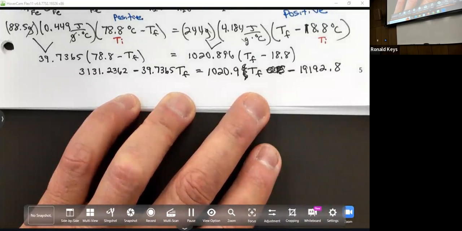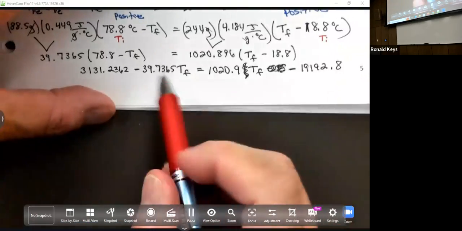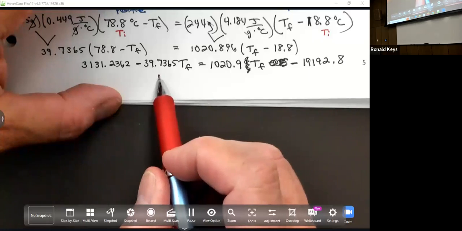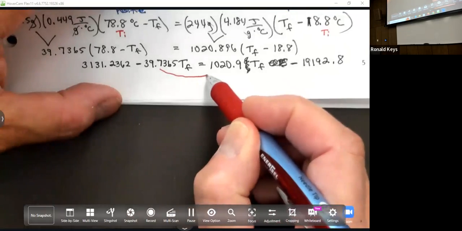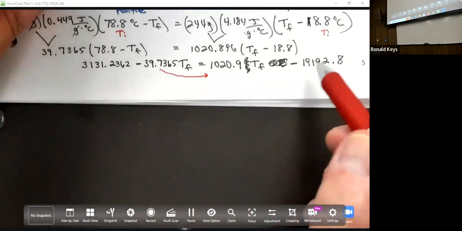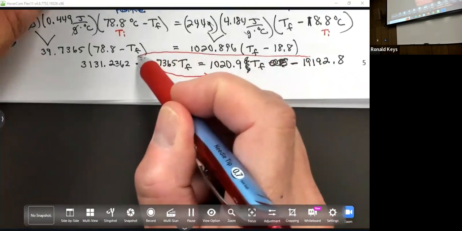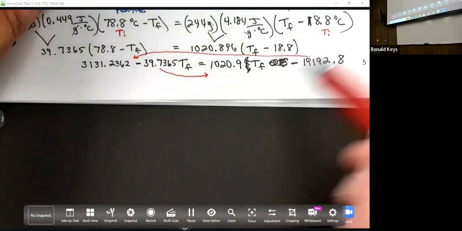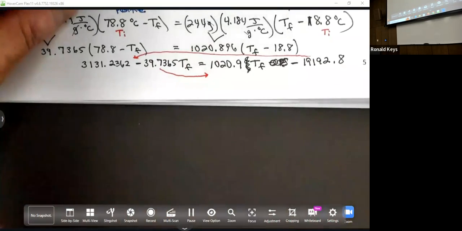So now we want to combine like terms. We want to get T final on one side. This is what I just call cheater's algebra. I'm not going to add 39.7365. I'm moving this to the other side of the equal sign, making it positive. All I'm doing is switching sides. That's what happens in algebra. If you switch sides, all you have to do is change the signs. It just makes it so complicated.